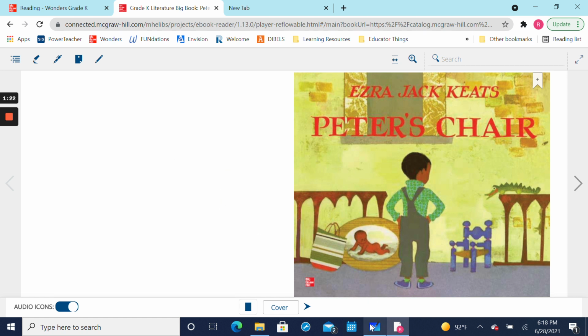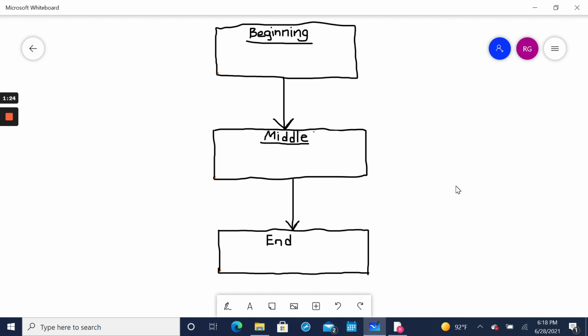So before we get started, please get a pencil and a piece of paper and make your paper look like this. I have one box at the top that has the word beginning in it. I have an arrow that is pointing down to the next box that has the word middle in it. And I have an arrow pointing down to the last box that has the word end in it.